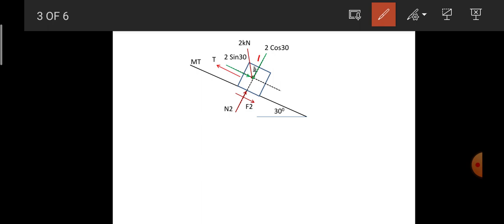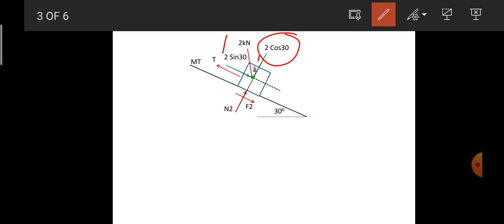Therefore the resolution of the force will become 2 cos 30 and 2 sin 30. So I repeat it. Since the overall plane is inclined at an angle of 30 degree, if I draw the x and y axis of the block, the self weight will also be inclined at the same angle of 30 degree with reference to the vertical axis. Therefore the vertical resolution will be 2 cos 30 in the downward direction and the horizontal resolution will be 2 sin 30 in the right side direction.